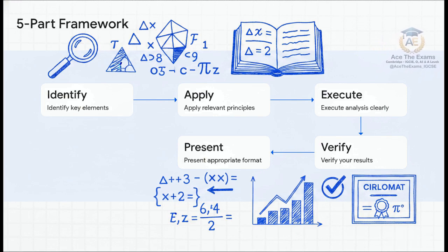Step 3, execute analysis. Do the algebra, expand your brackets, factorize the quadratic, simplify the terms, show your step-by-step working clearly down the page. Step 4, verify results.